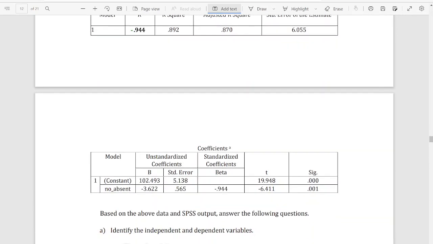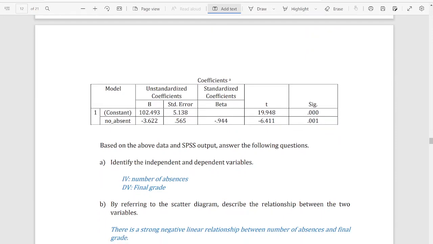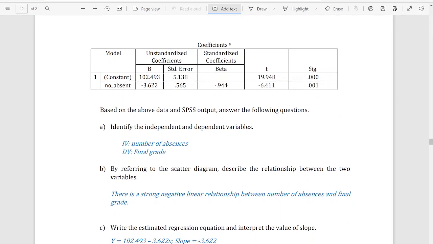And then kalau you perhatikan dekat sini, okay, this is the coefficient. So you have the constant to be 102.493 and number of absent is negative. Sebab tadi ada negative correlation kan. So you should have the coefficient for the absent to be negative also. Sebab demi korelasi tadi adalah negative. So this one, the slope should be also negative. Alright. And this is significance.